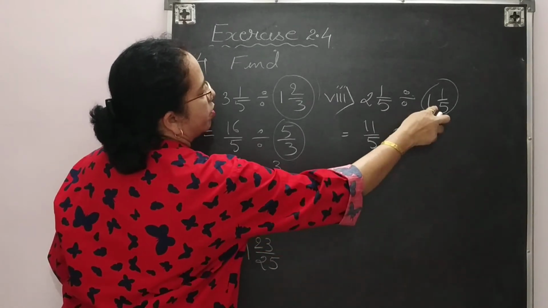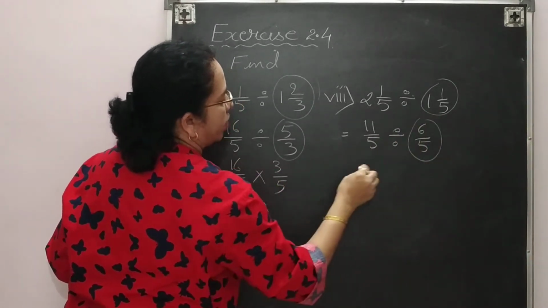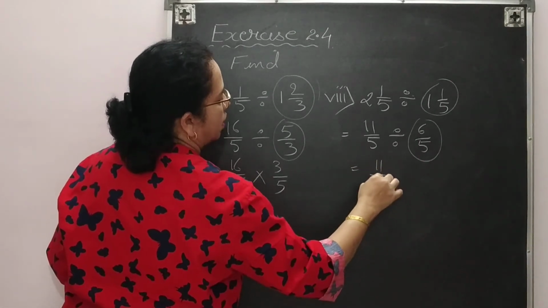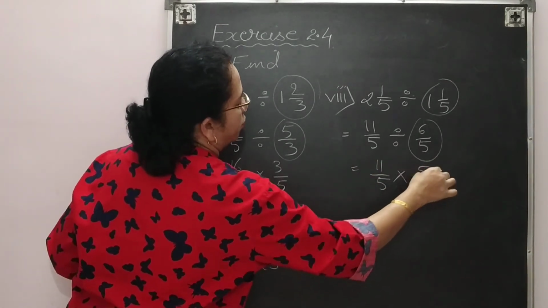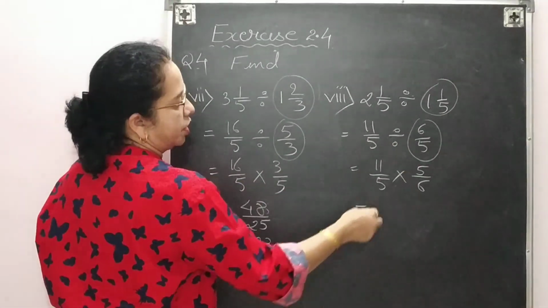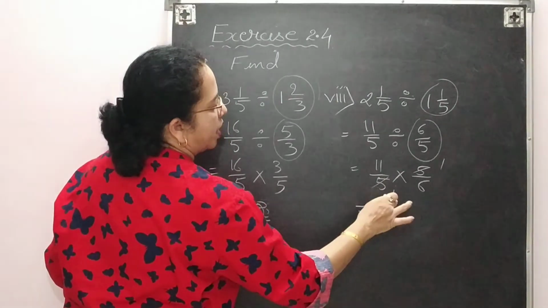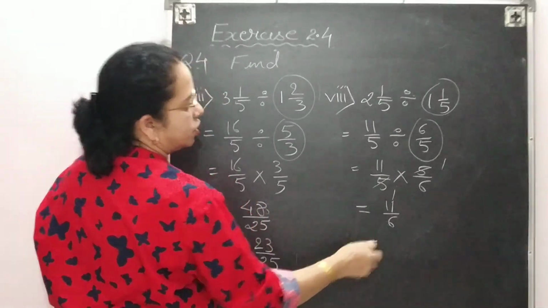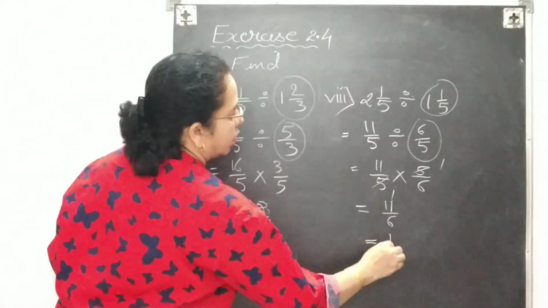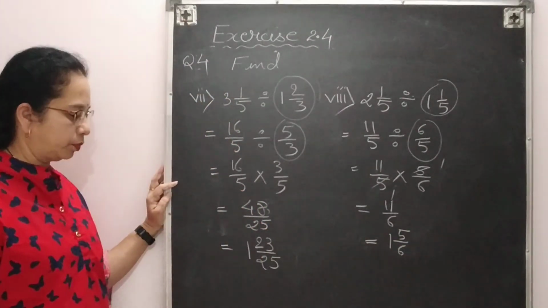And this side, 5 1s are 5 plus 1, 6 upon 5. Still we need to take the reciprocal of this number. So that number will be 5 upon 6. And at the same time we will convert this division sign into multiplication. So now here this 5 you can cut. So this is 11 by 6. And since the numerator is greater, convert into a mixed fraction. 1 is to 5 by 6.